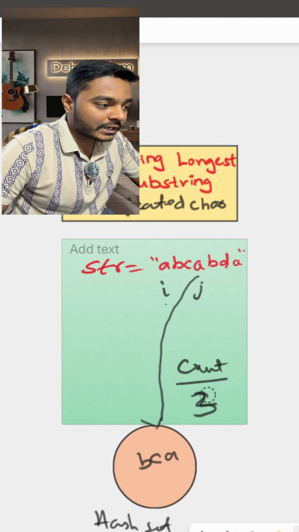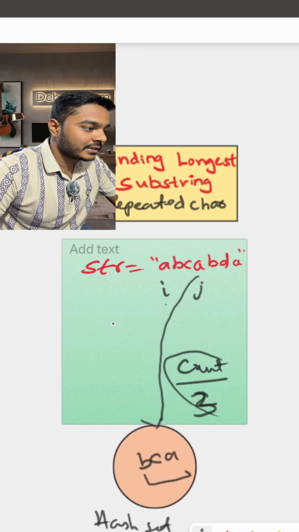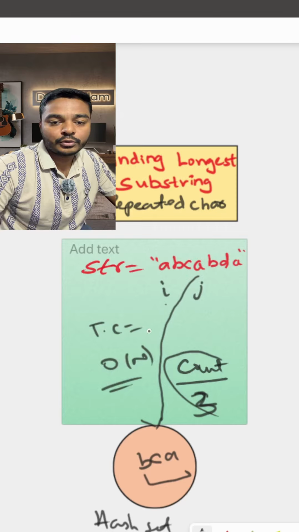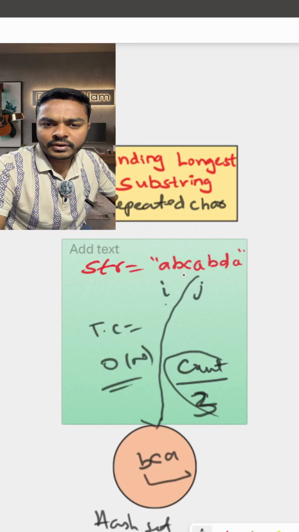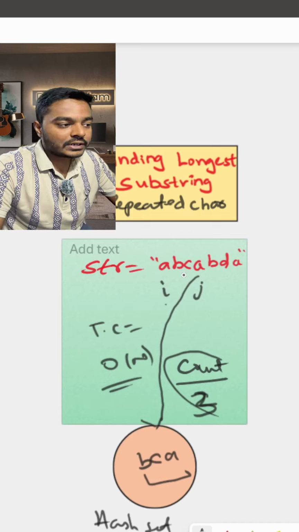You keep doing this until the last index, and every time you track the maximum count. The time complexity here is O(n) because you'll be using one for loop. You will use two pointers and traverse from start to end. That's all. This will solve your question.